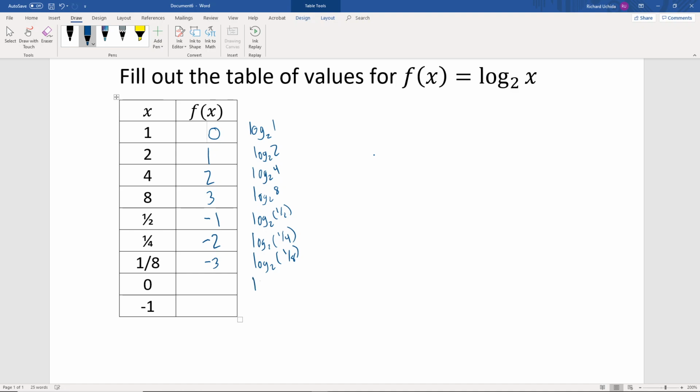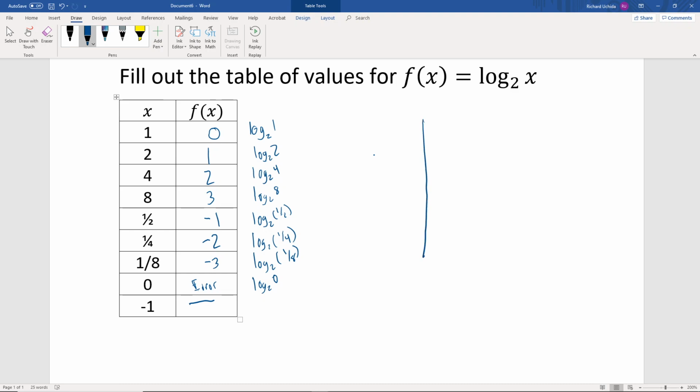Now, what about log base 2 of 0? Well, 2 to what power gives me 0? This does not exist because 2 to no power will give me 0. So if you plug that into your calculator, you'd get an error message. Same thing, if I raise 2 to any power, either positive, negative, fractional, whatever, 2 to any power is a positive number, so you can't get -1 from 2 to any power, so you can't plug in -1 into the logarithmic function.